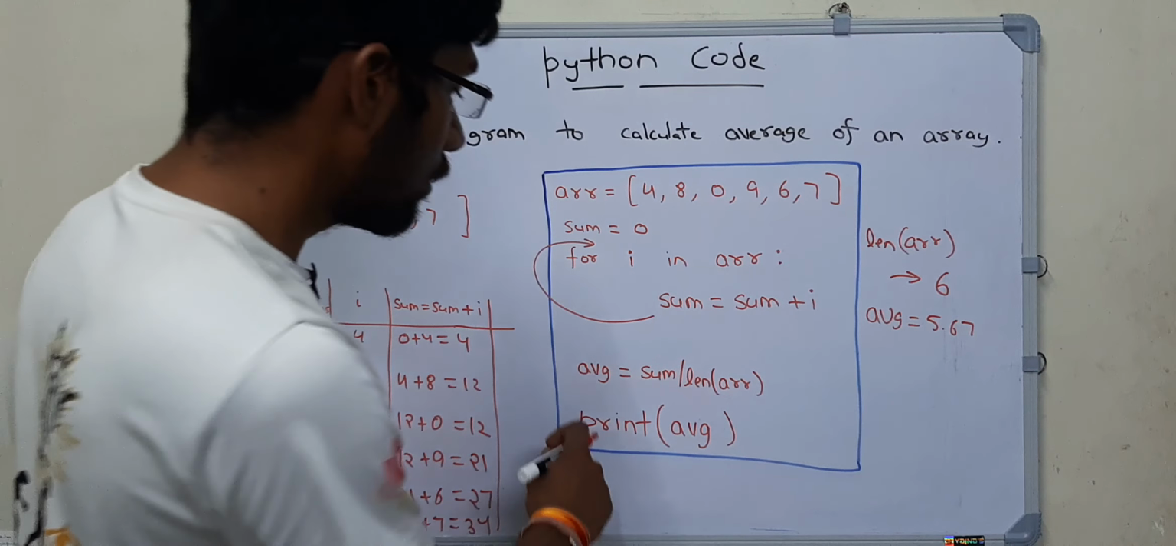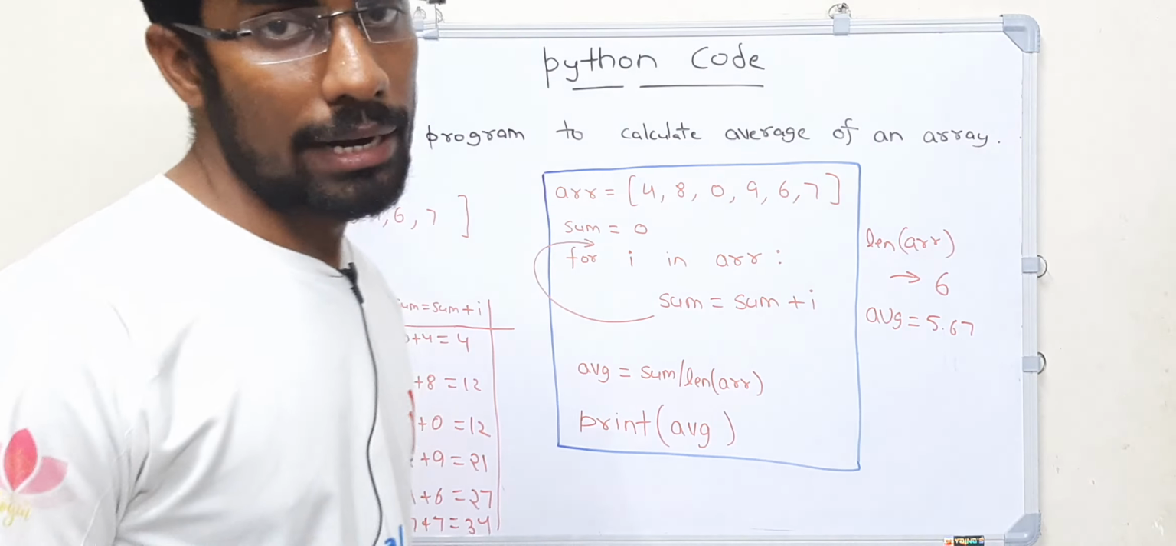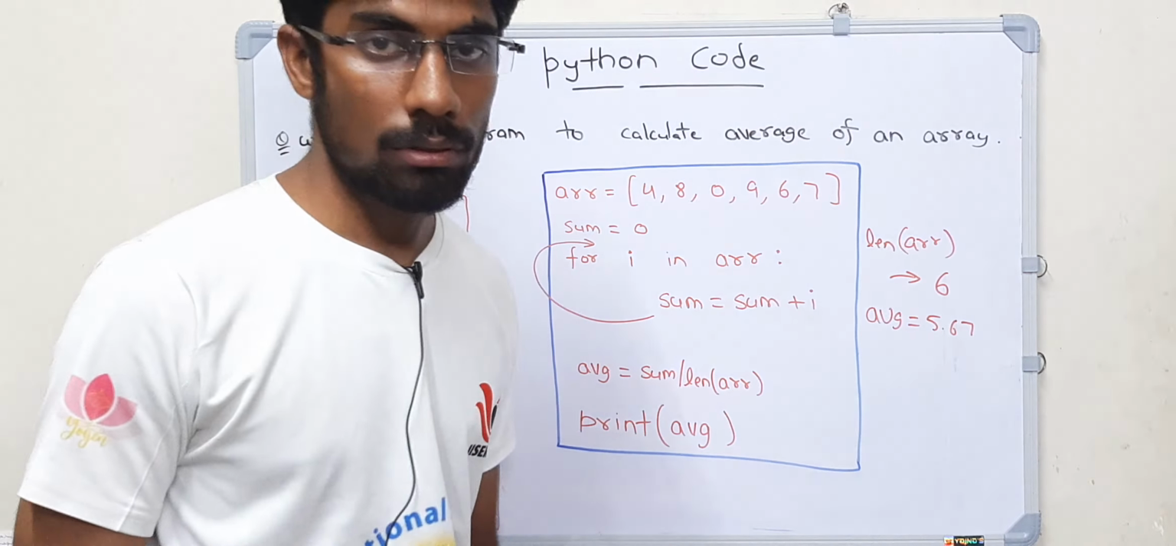So at last it will print the average value, which is 5.67. So at the end I will get the value 5.67.